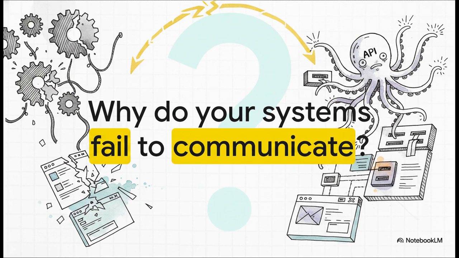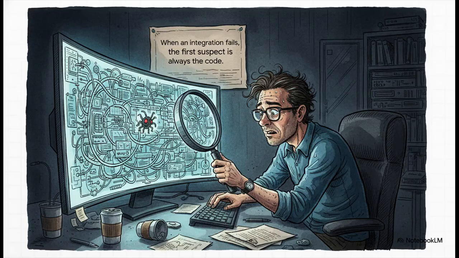Why is it that these critical integrations, the very things that are supposed to make our businesses run like a well-oiled machine, so often turn into this total mess? Well, the answer, as it turns out, is usually hiding in plain sight. You know the drill. When an integration blows up, the first finger always points to the code. Everyone assumes, oh, it's got to be a bug, right? Some typo, a little logic error, something a developer missed while burning the midnight oil.